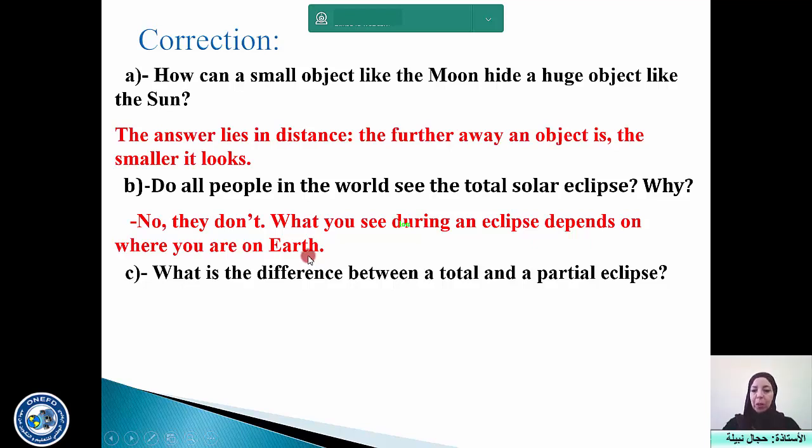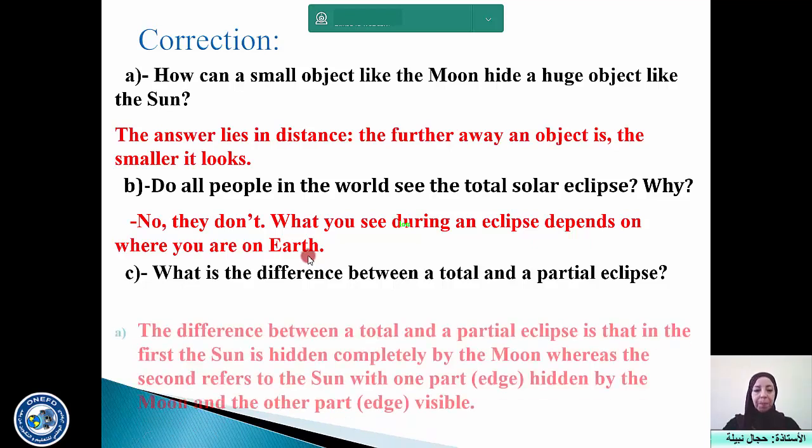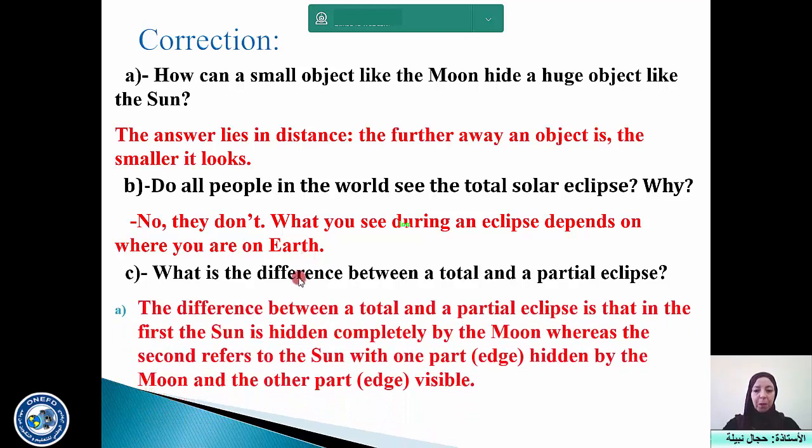What's the difference between the total and partial eclipse? So the difference between them is that in the first, the sun is hidden completely by the moon, whereas the second refers to the sun with one part or one edge hidden by the moon and the other part or edge that is visible. Here we are expressing contrast. So this is about the comprehension questions.